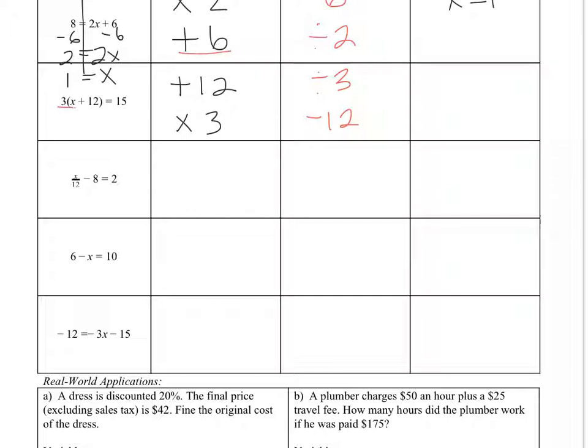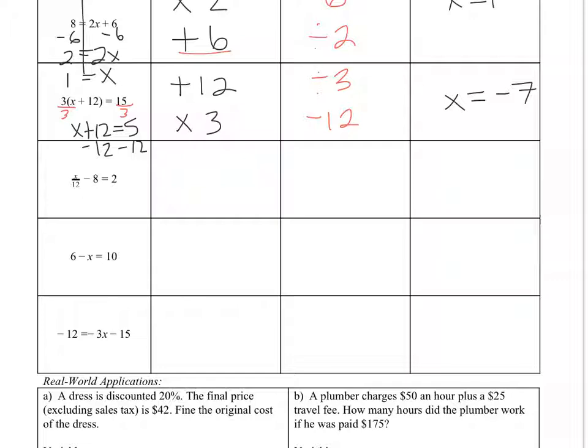So if I divide both sides by 3, I'm dividing this by 3, so I don't need to divide each thing inside here by 3 because I'm already dividing it by 3. I'm going to get x plus 12 equals 5, and then I'm going to subtract 12. So x equals negative 7.